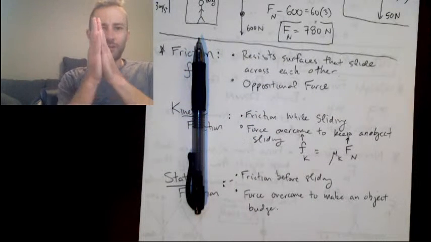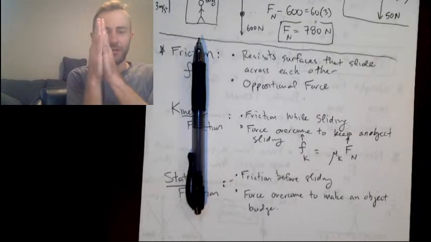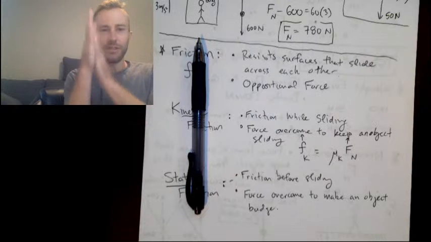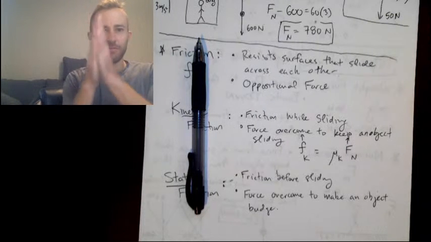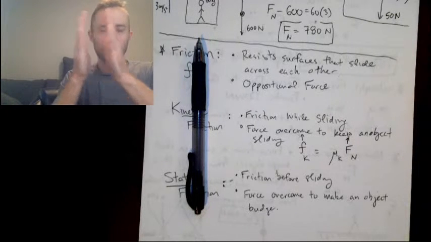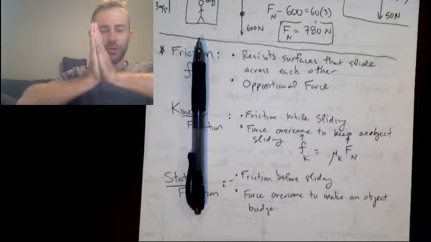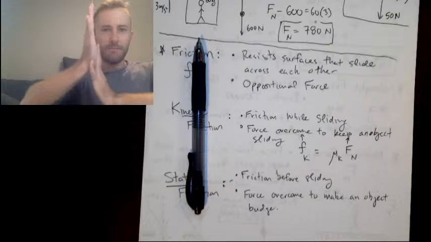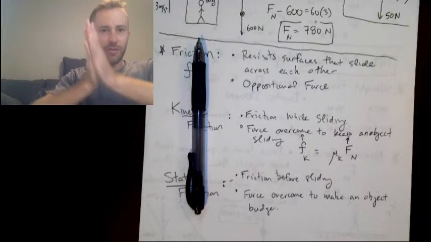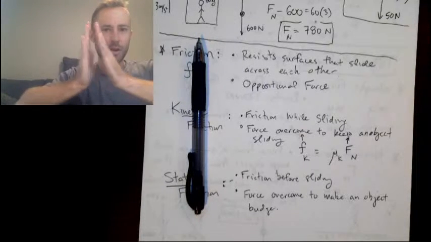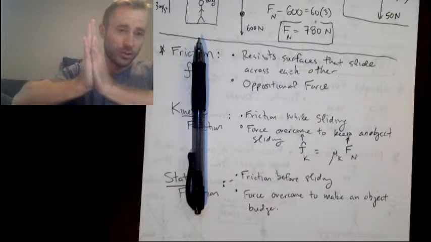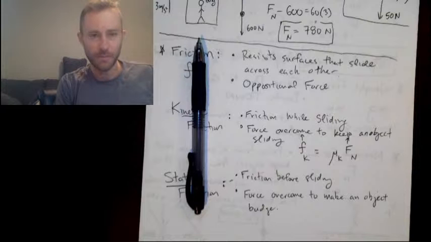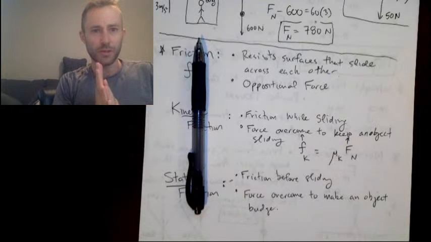This is really easy to test out. If you push your hands together very lightly, it's really easy to slide them across each other. But what if I apply some strength and I really push my hands against each other? Then it's much harder to slide them across each other. So the more two surfaces are pushed together, the more normal force they have, the more friction you're going to get.